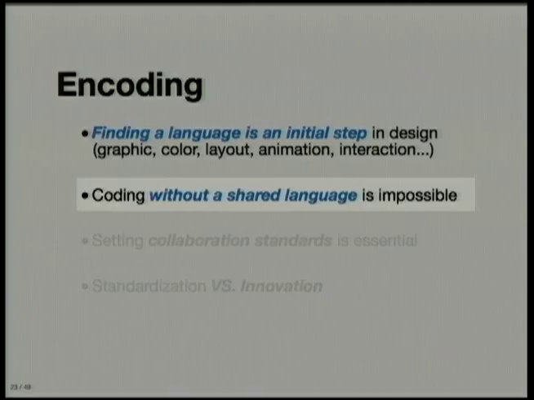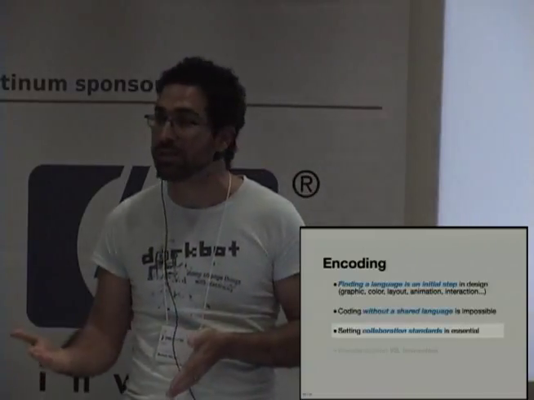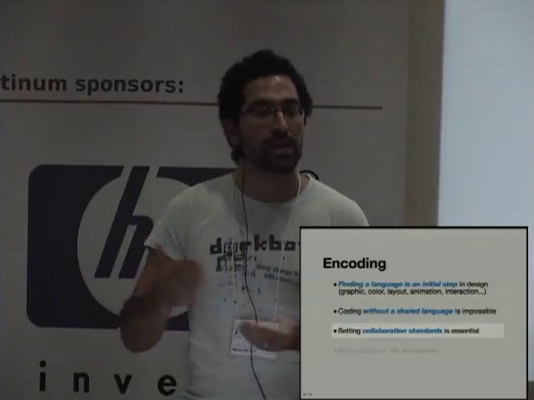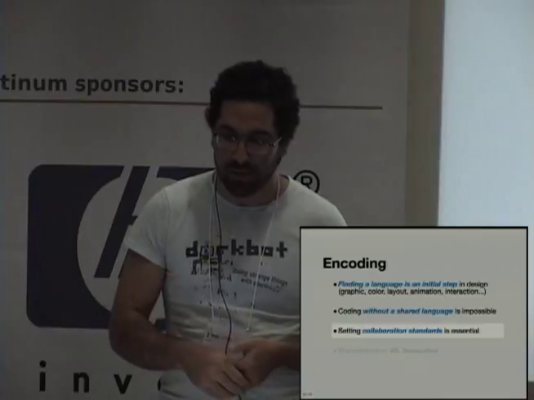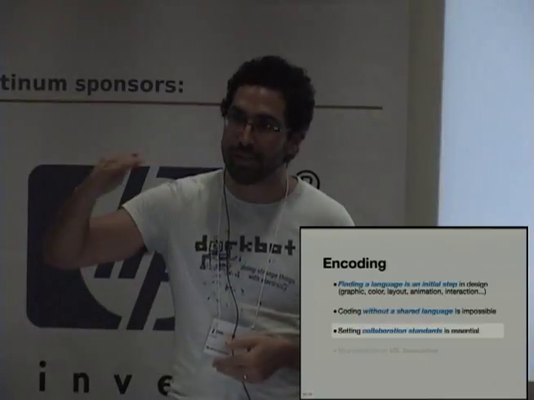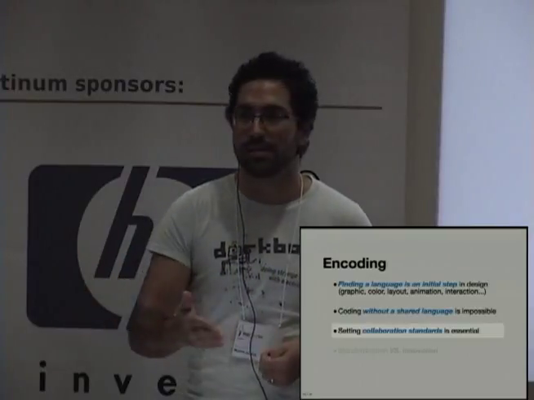We don't have that. We have endless languages that we need to reinvent every time as a part of a communicative message. So we need to set collaboration standards. That's both for code and for collaboration, different types of collaboration. So that's kind of the first step. The collaboration standard, when we're talking about coding, is the coding language.